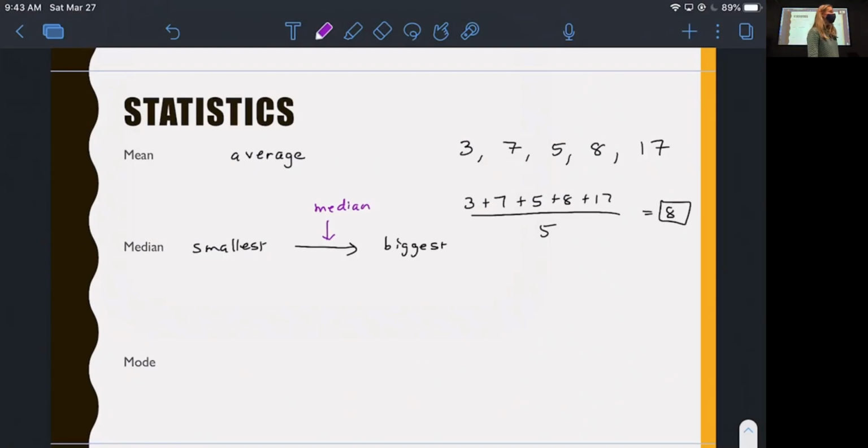And then what's the mode? Yeah, it's the most repeated number. If no number is repeated more than any of the other numbers, there's no mode. So there can be no mode. But there's always an average and there's always a median. So the mode is the most repeated number. All right, are we okay on statistics?